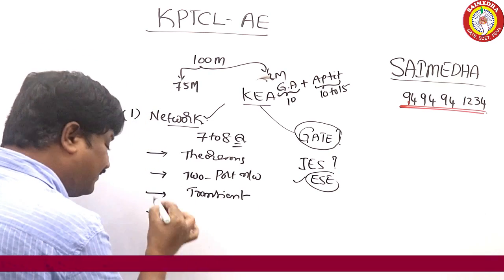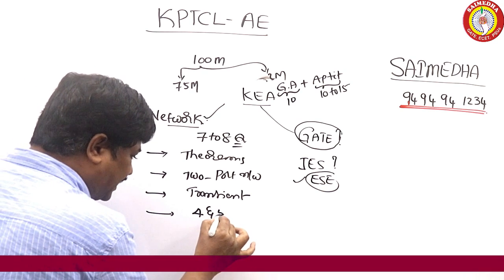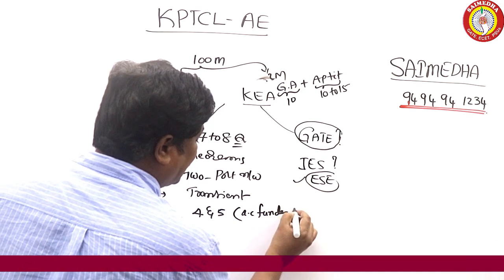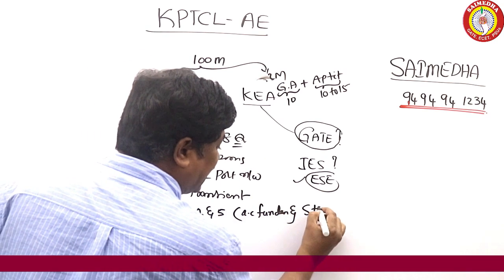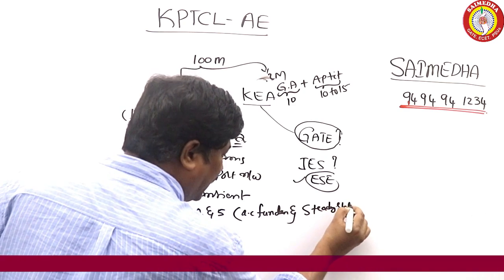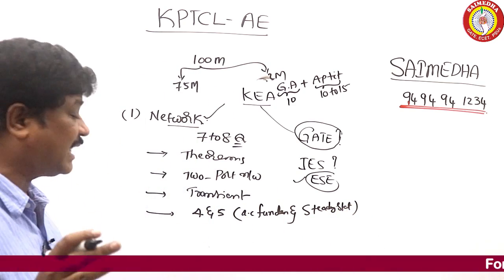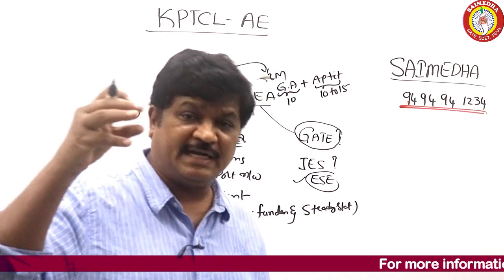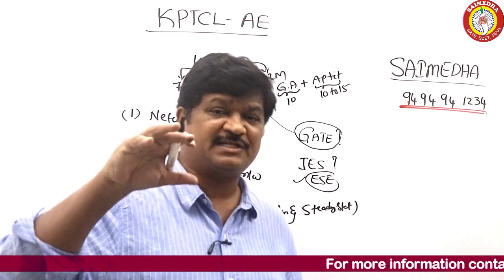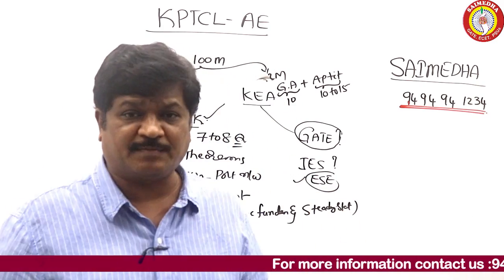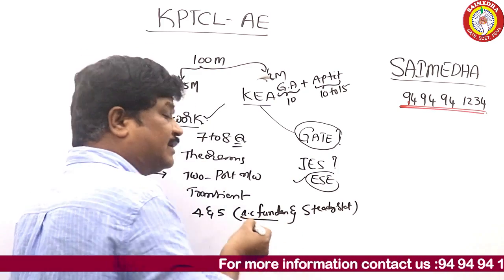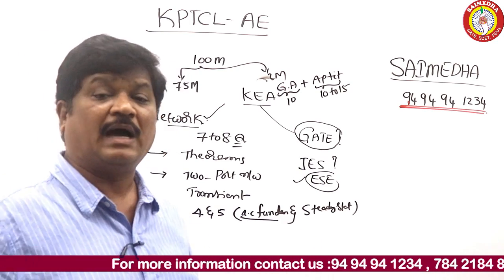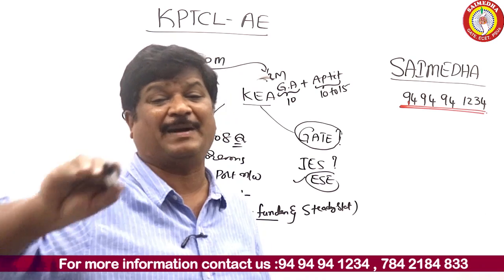And the fourth and fifth questions are from AC fundamentals and steady state analysis. In this topic, what are the AC fundamentals we will get? RMS value of the given waveform, average value of the given waveform, average power dissipation calculations for different waveforms, and in addition to that, we have R circuit, L circuit, C circuit, RL circuit, RC circuit, RLC circuit. Afterwards, resonance is there, series resonance and parallel resonance.